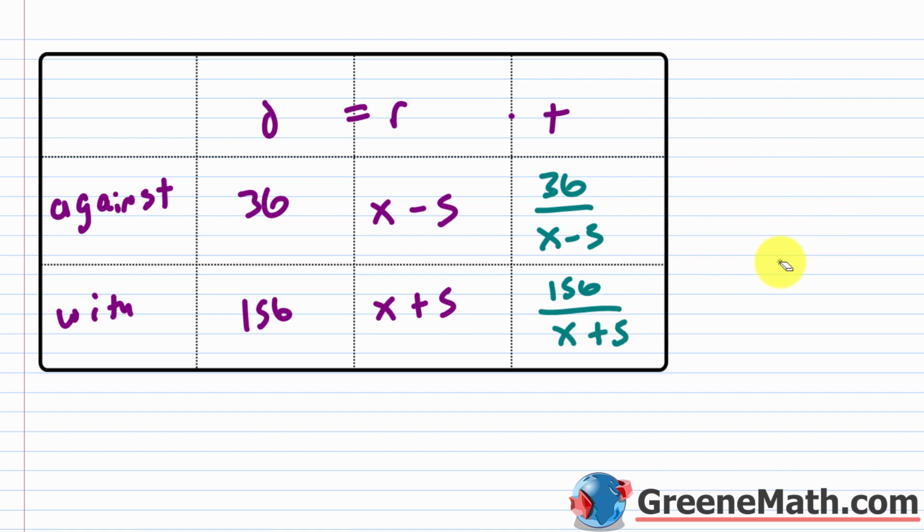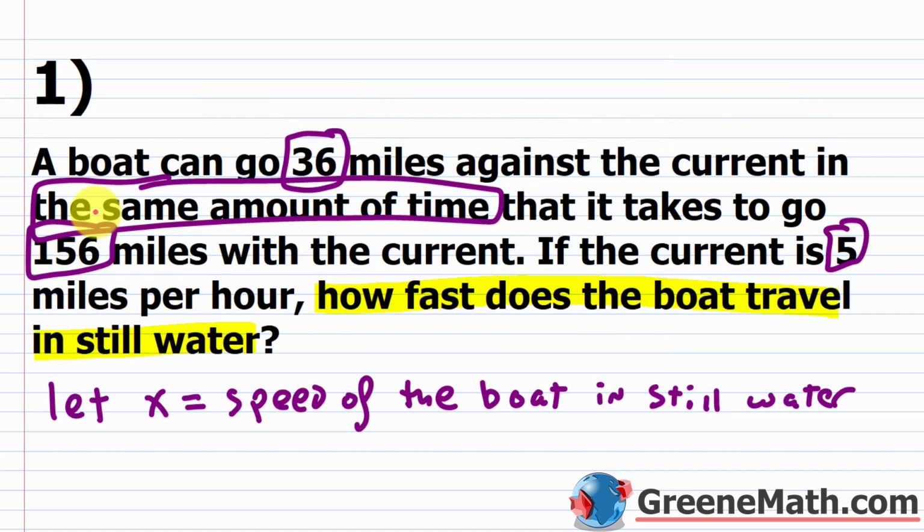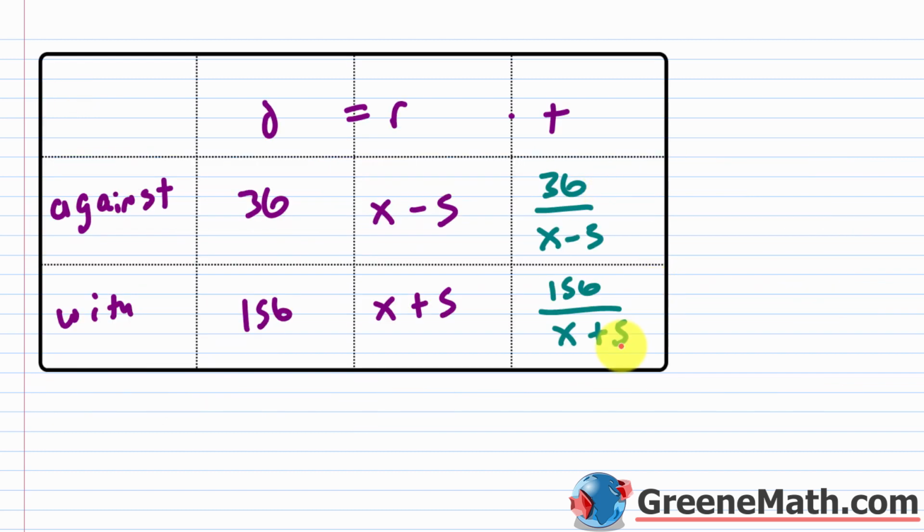Now, the key to the problem, again, let's go back up. It says the same amount of time. So that means that this boat can go 36 miles against the current in the same amount of time that it takes to go 156 miles with the current. So when I look at this, I would just set these two times equal to each other and I would solve. So I would say this is 36 over x minus 5. And we'll say this equals 156 over x plus 5.